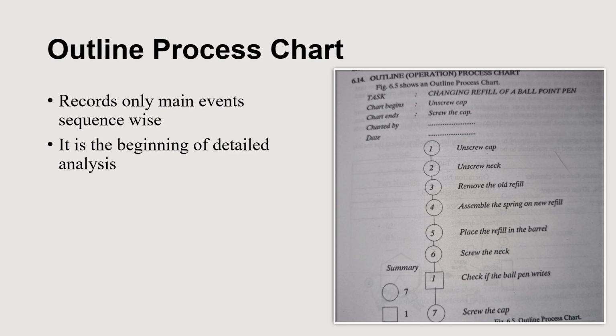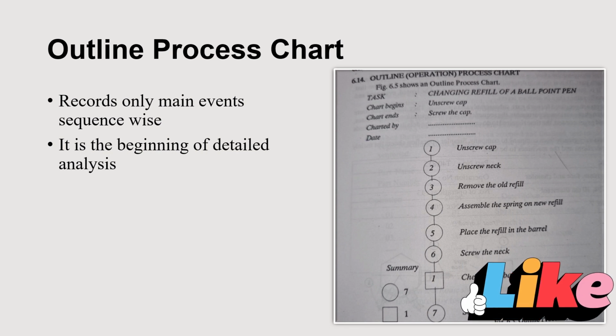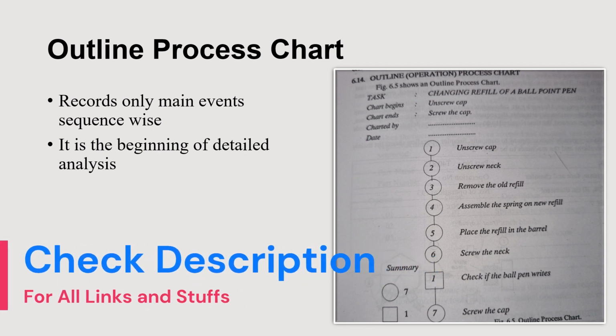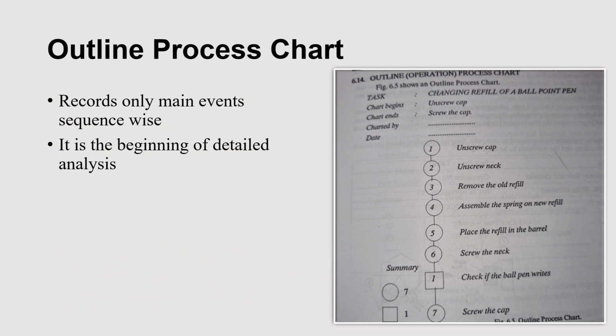What we are going to do is unscrew, then unscrew the neck, remove the old refill, and assemble the spring. The circle, if you remember, is operation in the process chart symbols. Then we come to the square after 6, that is check if the ball pen writes. This is the inspection stage, and then we screw the cap, which is again an operation. We basically have 7 operations and 1 inspection. This is the high level information we get from the outline process chart.